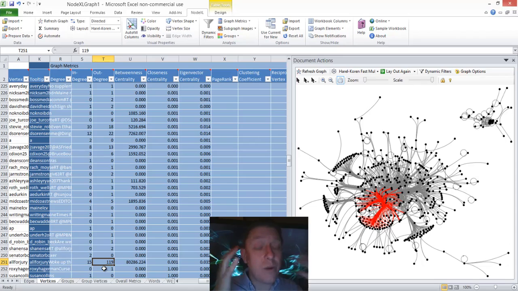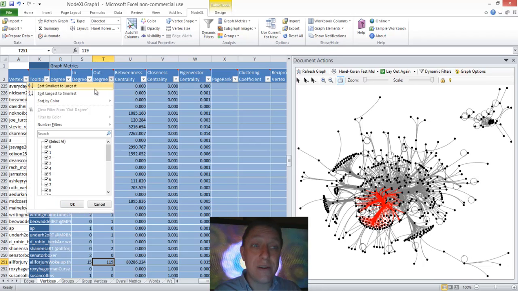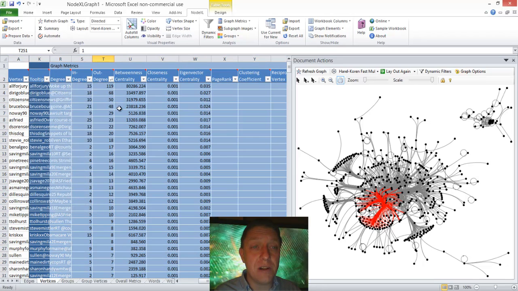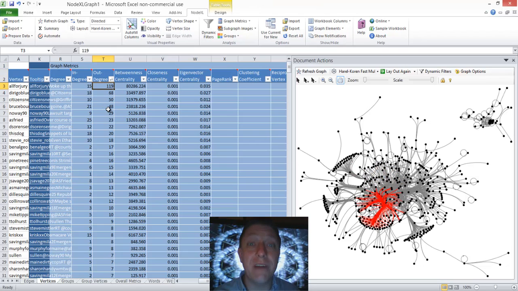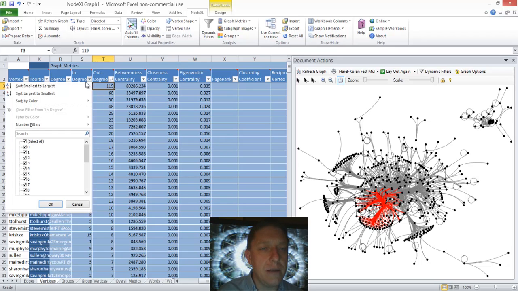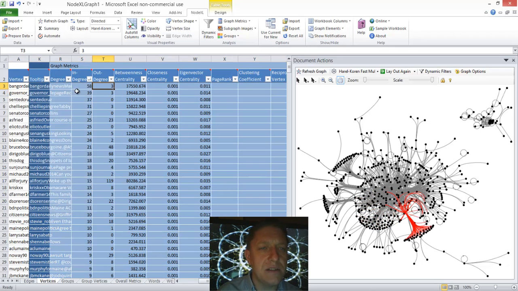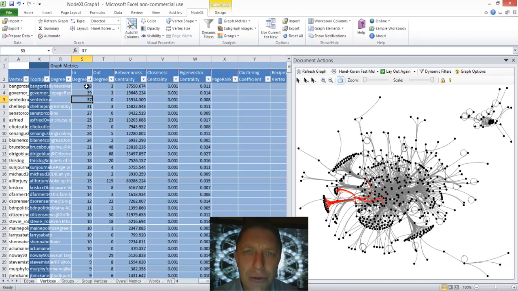And as a matter of fact, what can we do? We can use that triangle at the top here. We can sort again, but now we can sort largest to smallest in terms of degree. And what do we find? All for Jury is the top out degree. Who's the top in degree? Largest to smallest. Bangor Daily News. So, and then Governor LePage and Senator Ted Cruz.